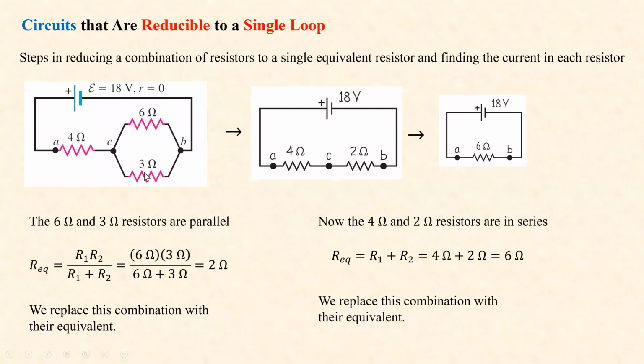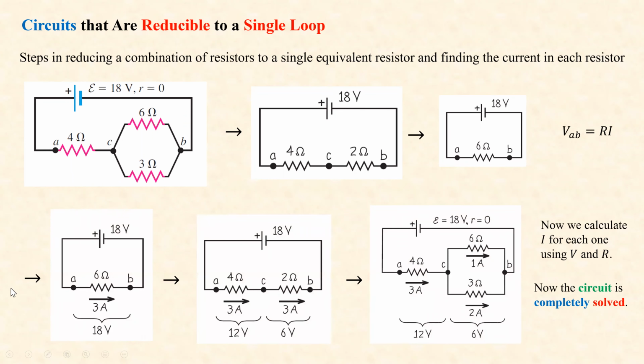And you replace those by this 2 ohm resistor, and then these two now in series, you replace them by an equivalent resistor. Now we have only one battery and one resistor, and we can calculate the current through it. And then we go back step by step, and we carry information on until we find all the currents and potential differences. For example, when we go from here to here, we say that the current is the same, and therefore now we know currents in these two. And now when we know the currents, we can find the potential differences.